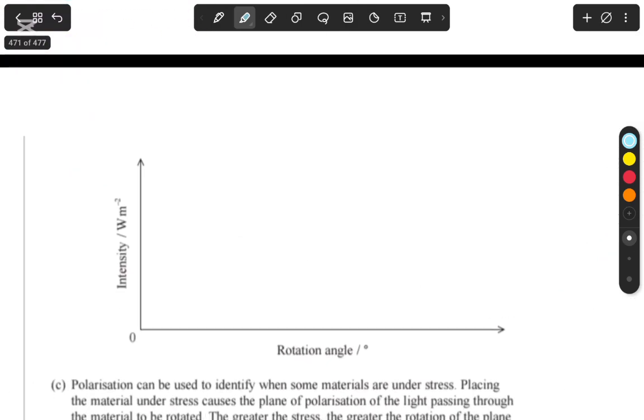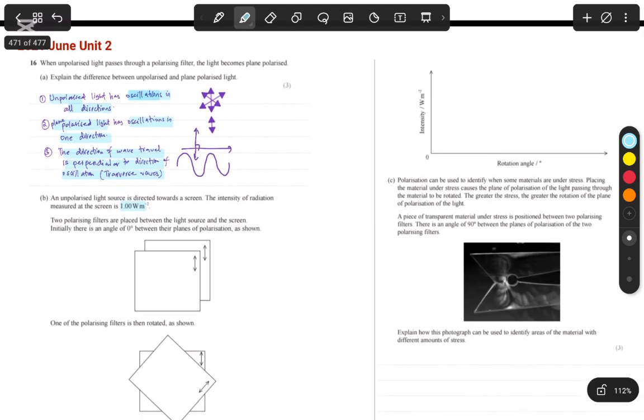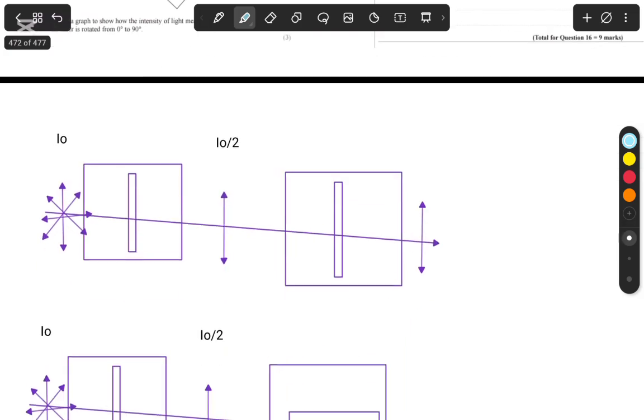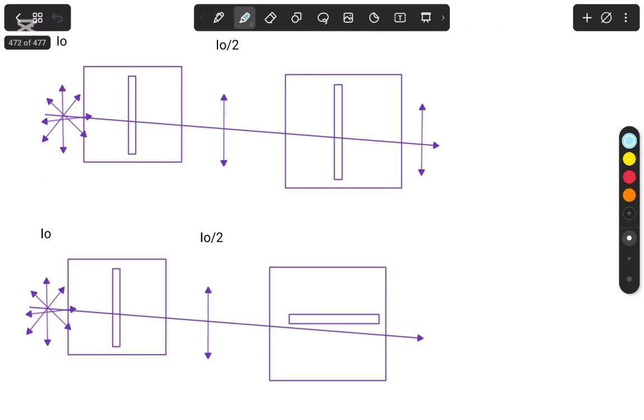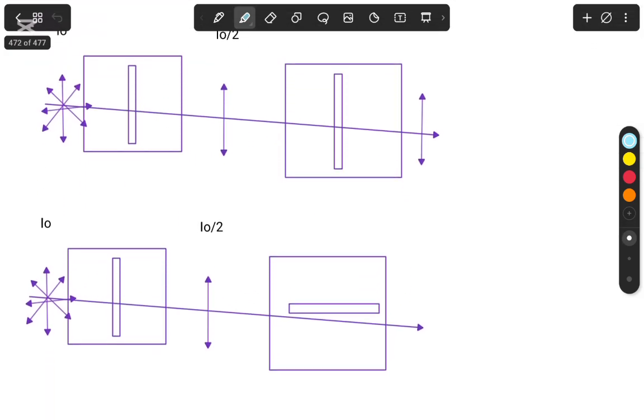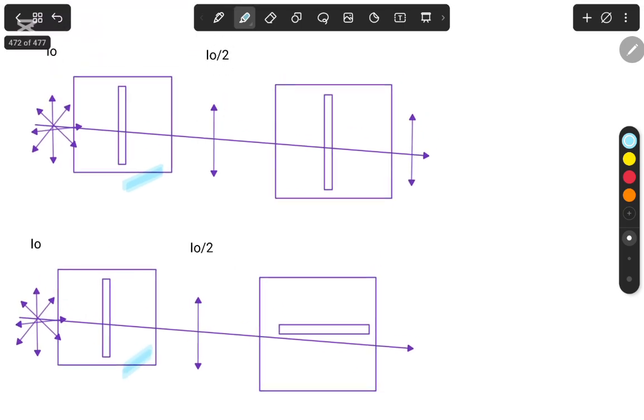And here is a graph of intensity against rotation angle. So typically students find this a bit difficult. So I have a few diagrams to help you understand. So here we have the first polarizing filter and I have the second polarizing filter. And the light passes through both of them. And this is the polarizing filter that's going to be rotated.